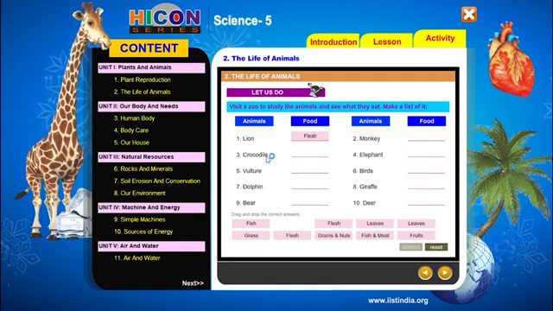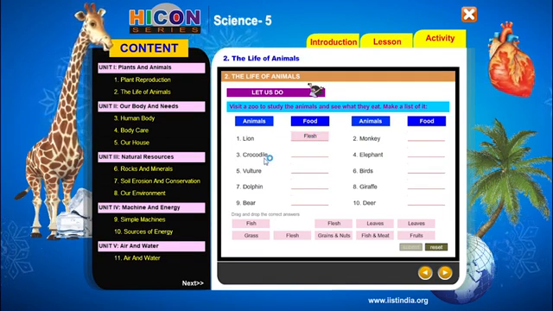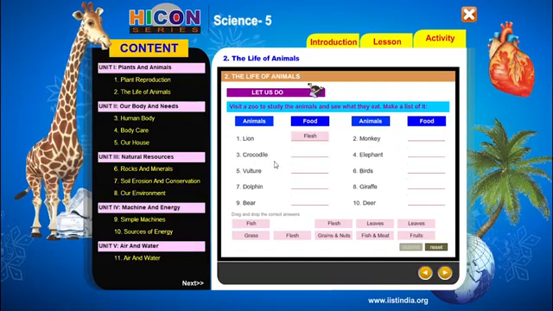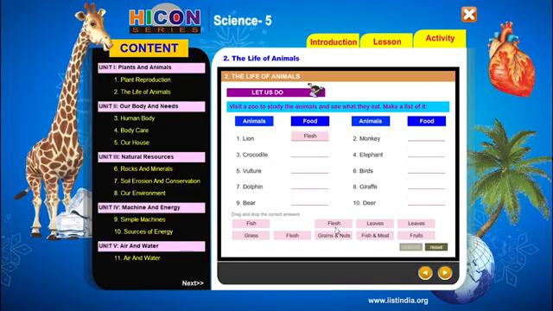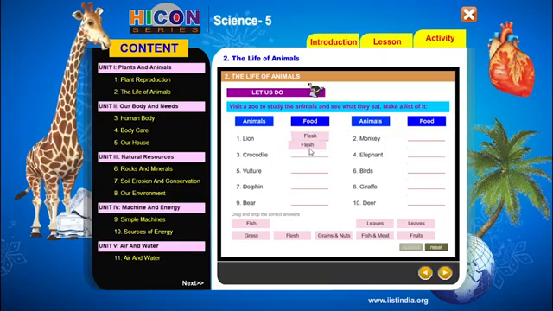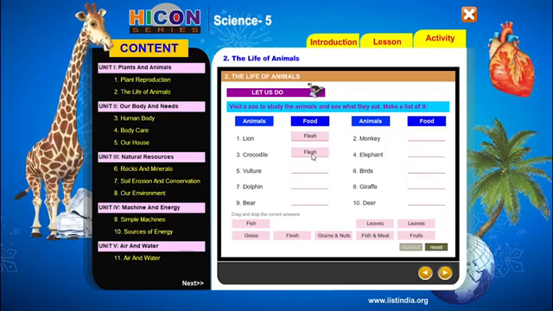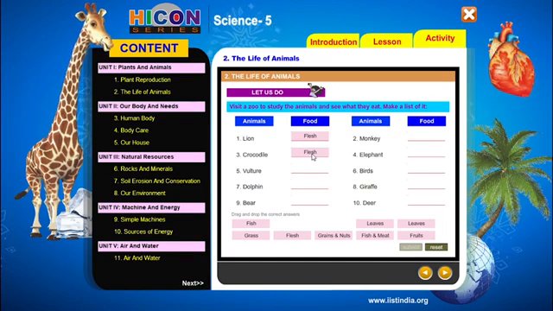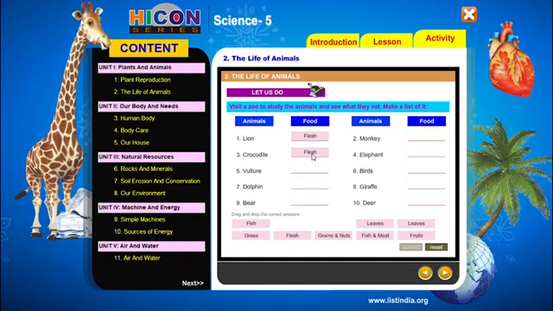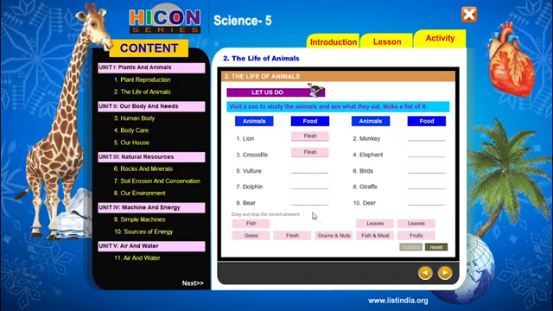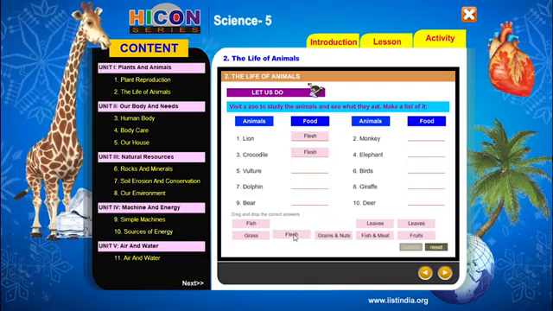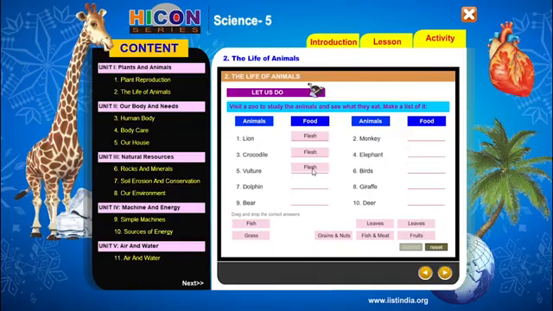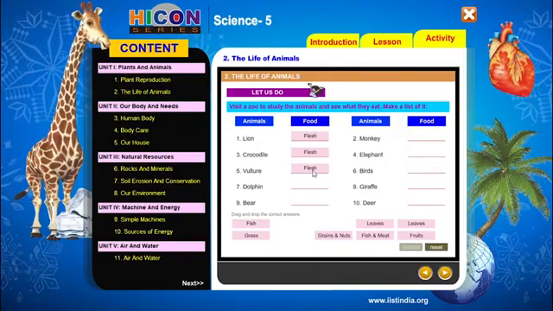And next crocodile. So crocodile is also an example for carnivore. This crocodile also eats flesh. So write flesh as a food for the crocodile. Next vulture. So children, vulture is an example for a carnivorous bird. That means vulture eats flesh of animals. Right? So the food of vulture is also flesh. So write flesh in the blank provided.